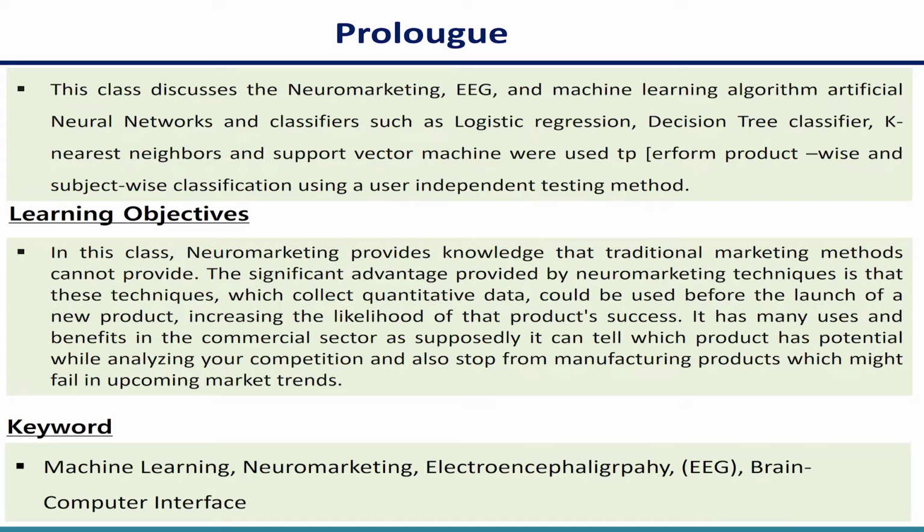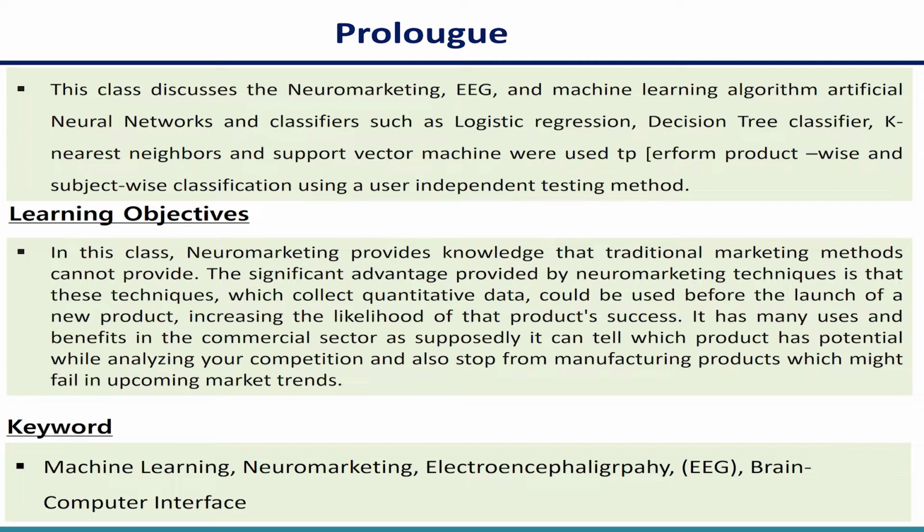Today's class prologue is that we're going to discuss neuromarketing, EEG, and machine learning algorithms, artificial neural networks and classifiers such as logistic regression, decision tree classifier, k nearest neighbor, and support vector machines, which were used to perform product-wise and subject-wise classification using user-independent testing methods.